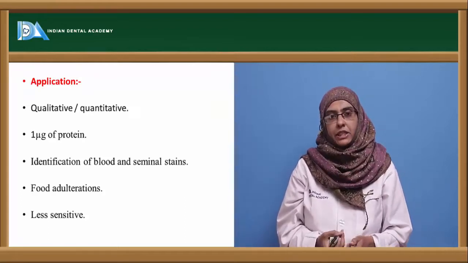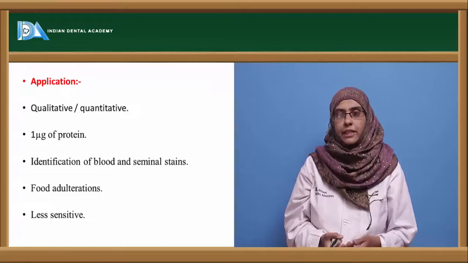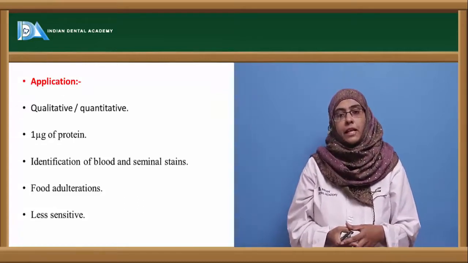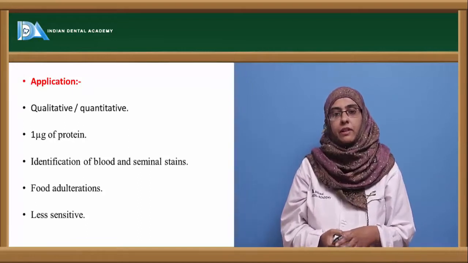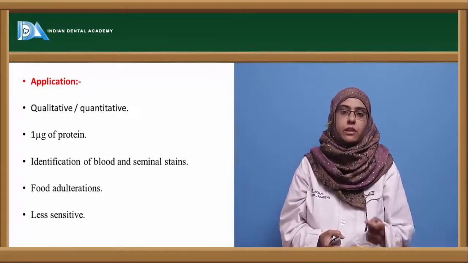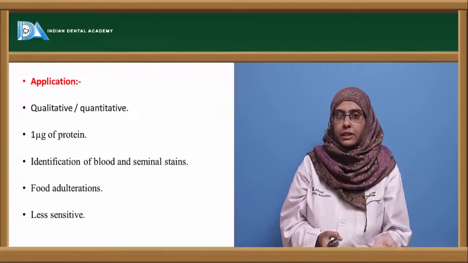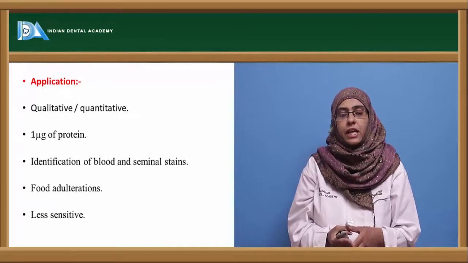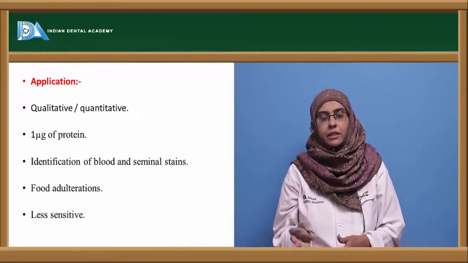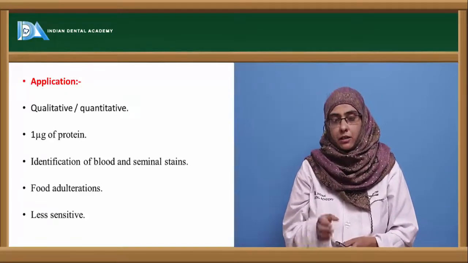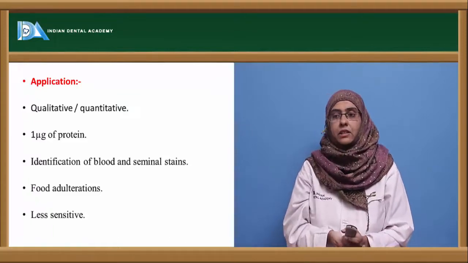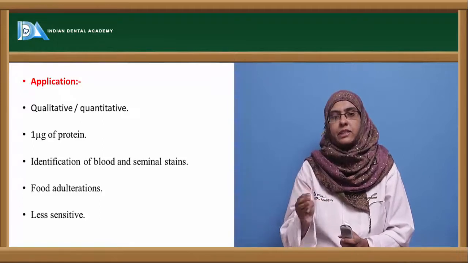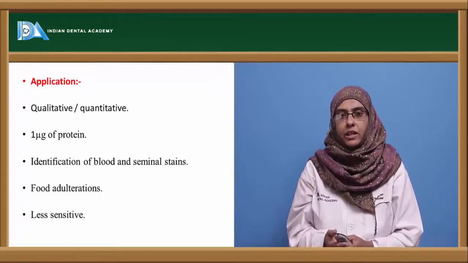This precipitation reaction helps us to do qualitative and quantitative tests to identify either the antigen or the antibody, and with the test we can even identify 1 microgram of the protein, the test antigen or the antibody. That is, a very minute quantity of either the antigen or antibody can be estimated with the help of the precipitation test. It is mostly used to identify the antigen. The precipitation test is a less sensitive test for the identification of the antibody.